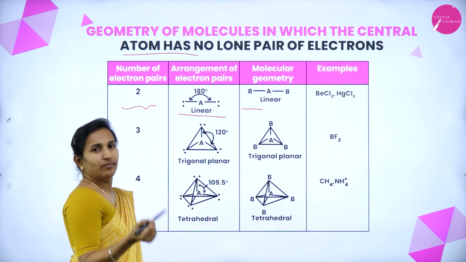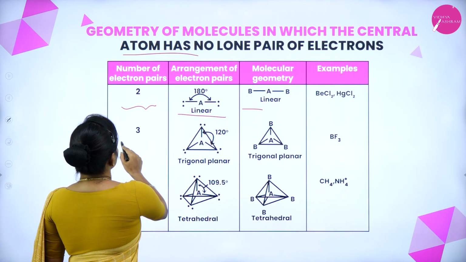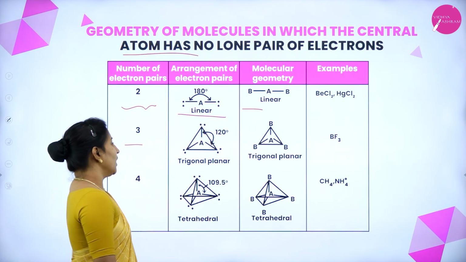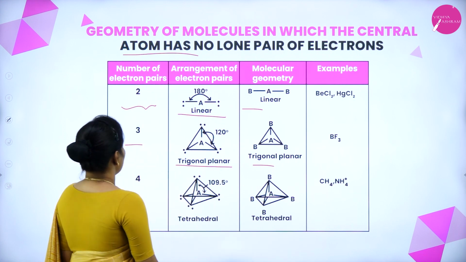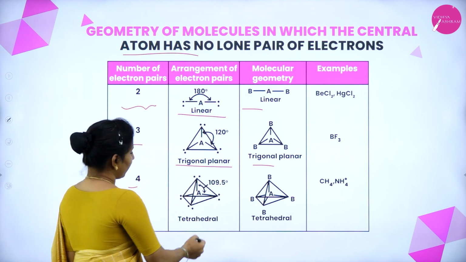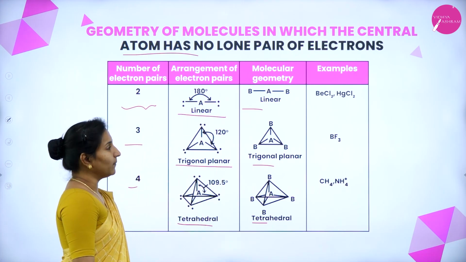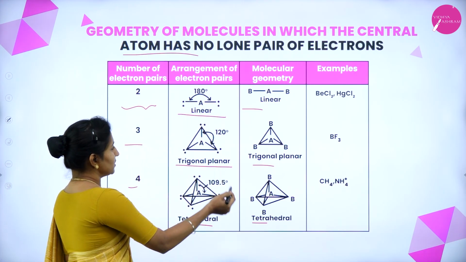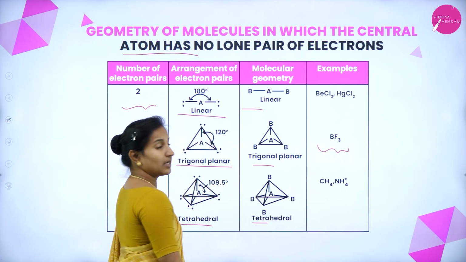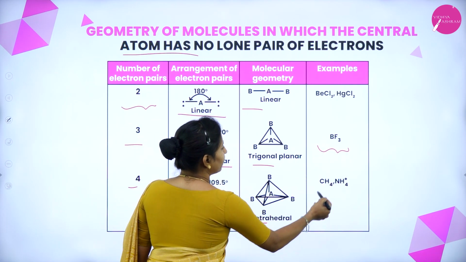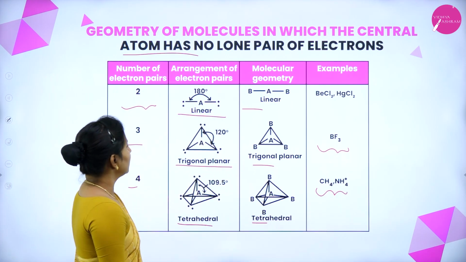Example: beryllium dichloride, mercury dichloride. For 3 electron pairs, the shape is trigonal planar, and for 4 electron pairs it forms a tetrahedral arrangement. For trigonal planar with 3 electron pairs, boron trifluoride is an example. For 4 pairs of electrons, methane and ammonium are examples.